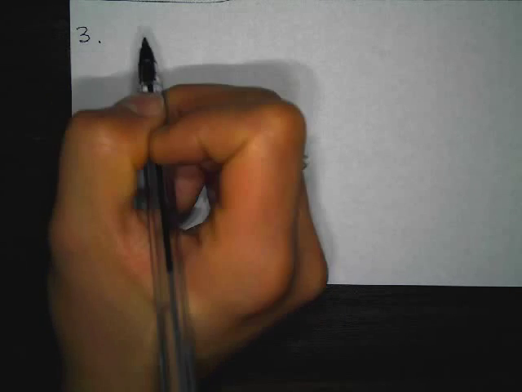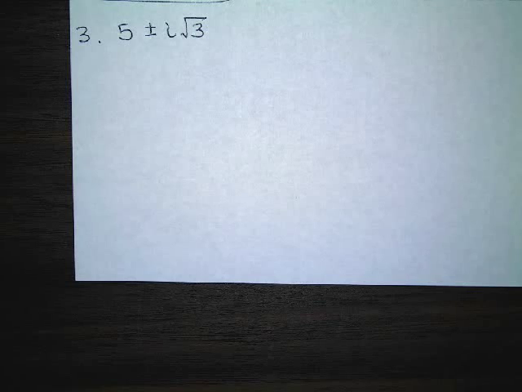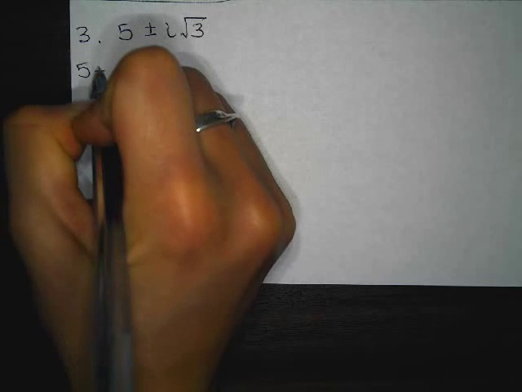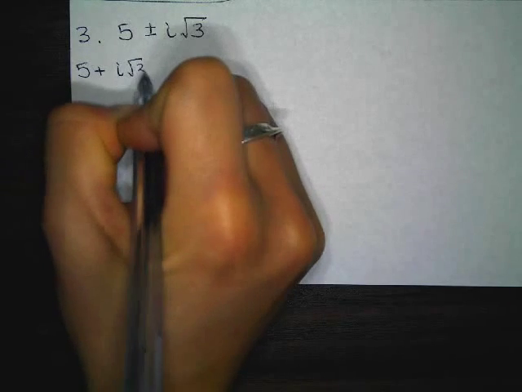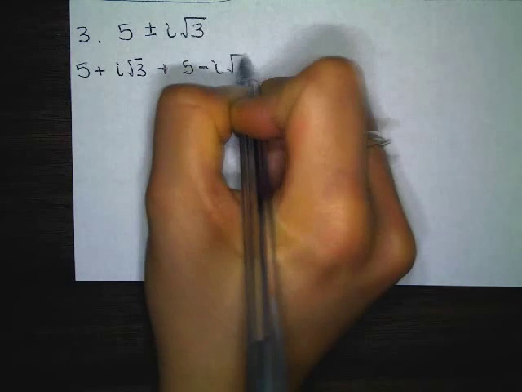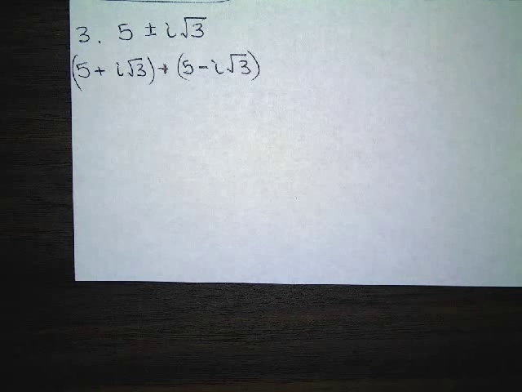Alright, let's do another one. Let's say we have one with imaginary numbers this time. So we have 5 plus or minus i radical 3. That plus or minus, of course, means that you have a plus and a minus one. So when I find the sum, I'll have 5 plus i square root of 3. Then we add that to 5 minus i square root of 3. I'll put that in parentheses to help you out there.